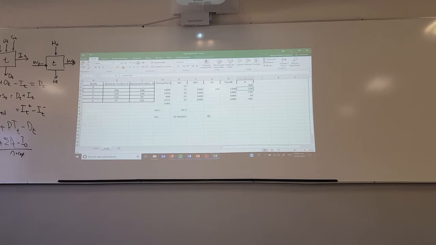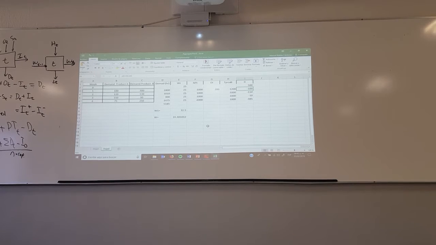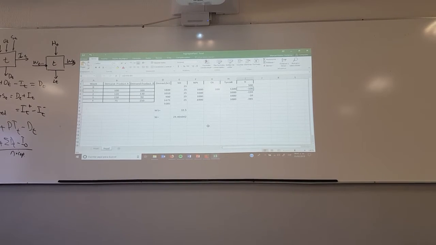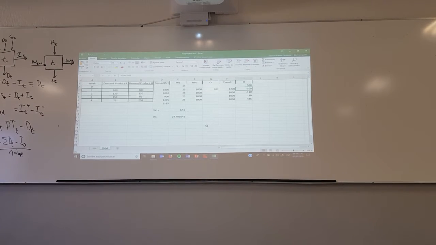Okay, so the solution we have is not feasible. Do you see why? With 25 workers, it's not possible to have positive inventories. So what do we need to do? We have to increase the number of workers. Is 26 enough? Can you do the computations?